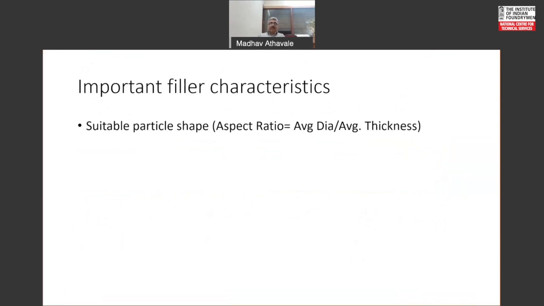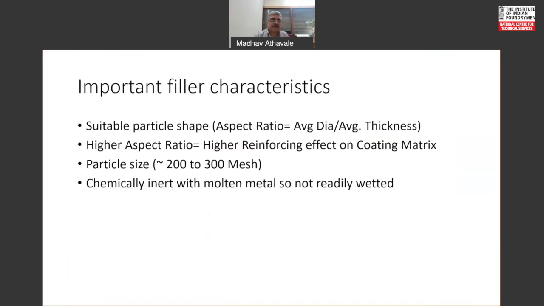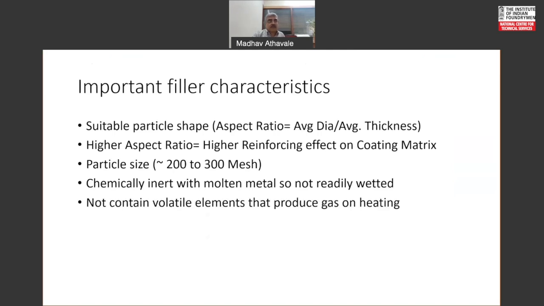Suitable particle shape, what is called the aspect ratio, which is average diameter to average thickness ratio. Higher aspect ratio gives higher reinforcing effect on the coating matrix. This is about coating as supplied. Particle size, as I said, 200 to 300 mesh. Chemically inert to molten metal, so it is not readily wetted. Should not contain volatile elements that produce gas on heating.